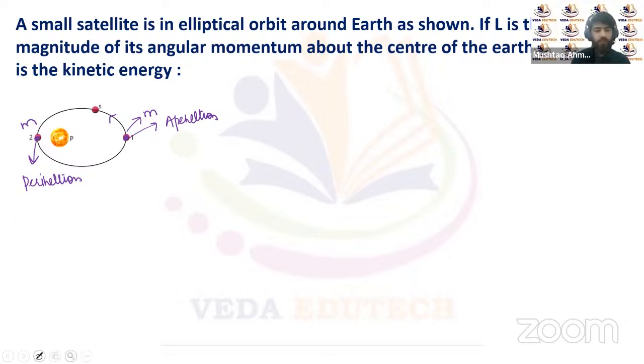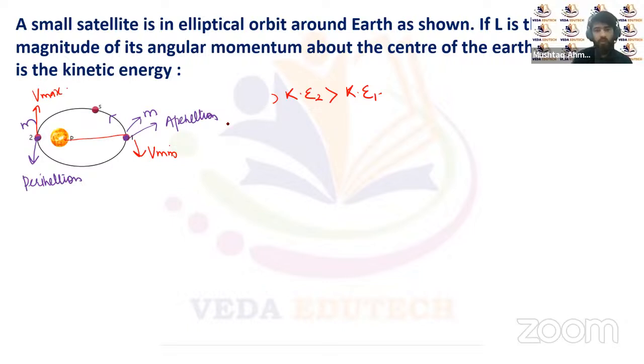We know that at this point the distance is maximum, so the speed will be minimum here, and the speed will be maximum at this point. If the speed is maximum at this point, we can say that the kinetic energy at point two will be greater than the kinetic energy at point one. So this planet must be moving with greater kinetic energy at point two than at point one.